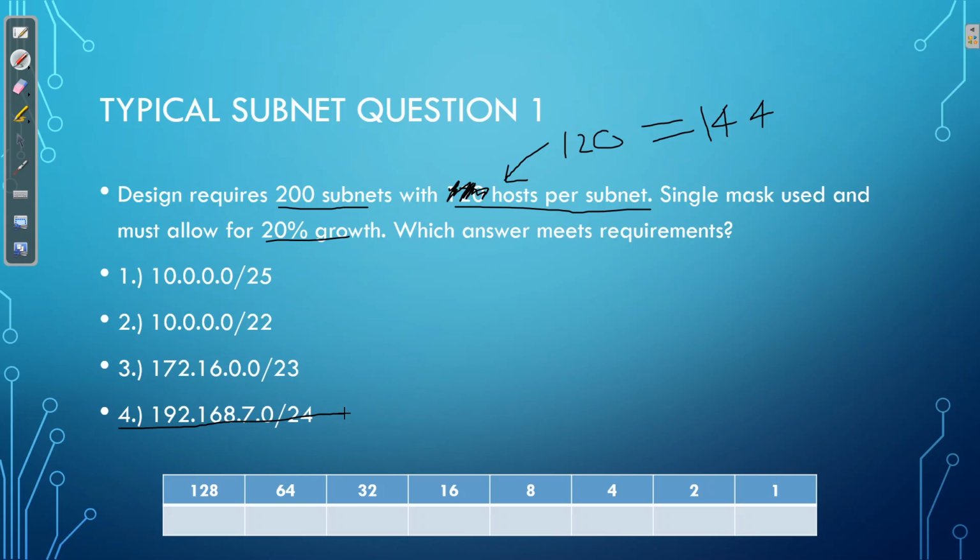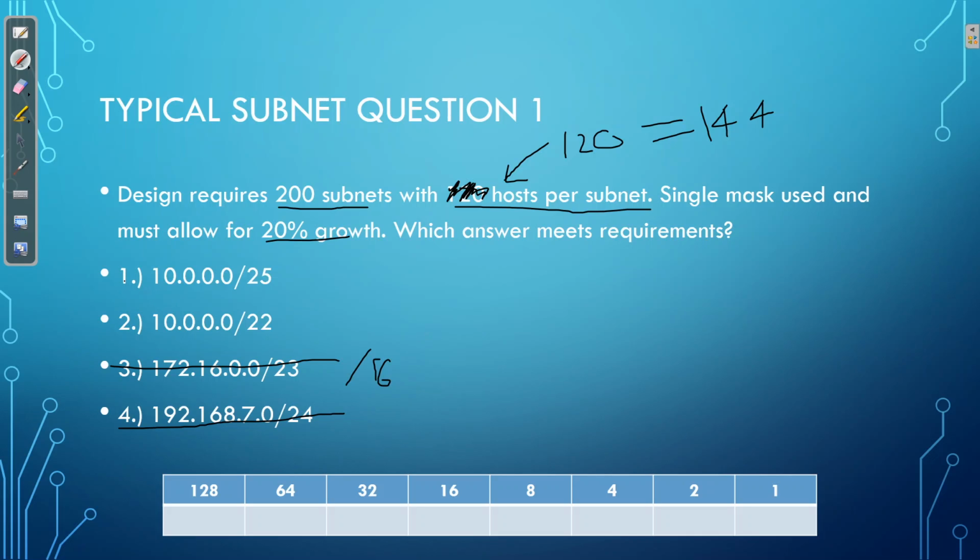The reason being, number 4 is a Class C network. There's only a single network. There's no subnetting going on over here. So that rules that one out. It also rules out number 3. The reason being, number 3 uses a /16 subnet mask by default. So a Class B network is a /16 subnet mask. /23, that means I've only got 7 subnet bits with 9 host bits. So I meet the host requirements, but I don't meet the subnet requirements, ruling that one out.